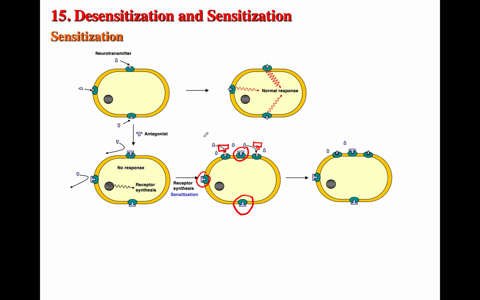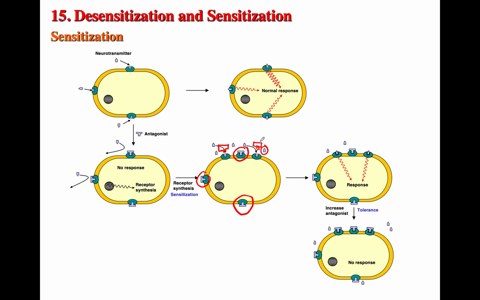So you're going to need more antagonists to block it. So you have to increase the amount of antagonists that you were taking. So that's the process of tolerance. This is how tolerance takes place. So again, sensitization is when the antagonist is introduced, it blocks all the receptors. Then the cell decides to synthesize more receptors so that the natural ligands can still interact with the receptors and cause a response.